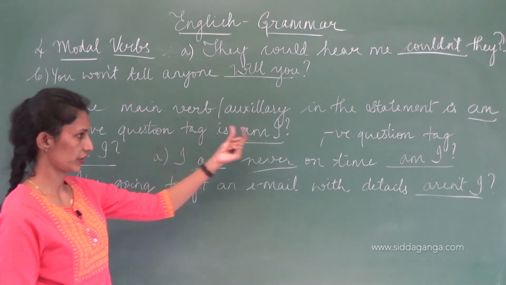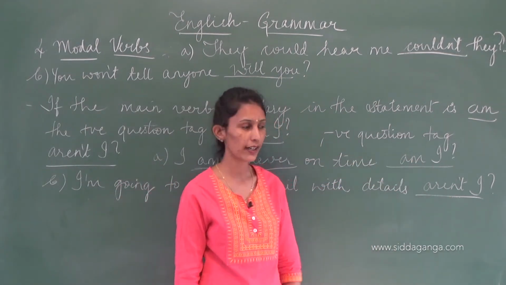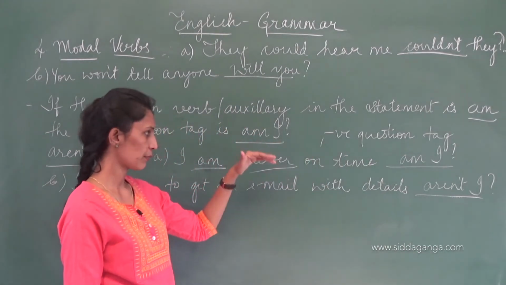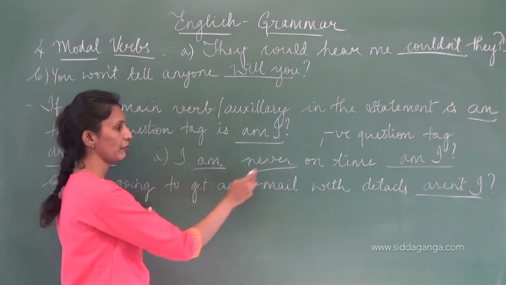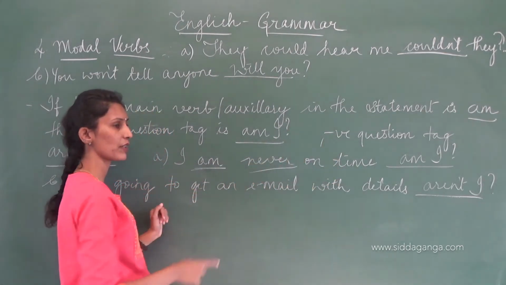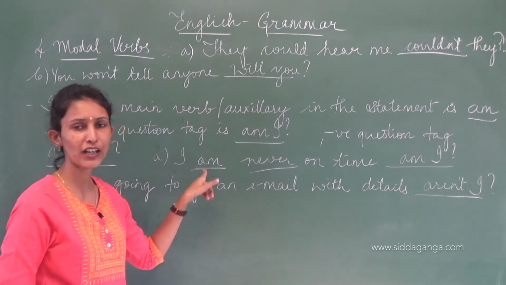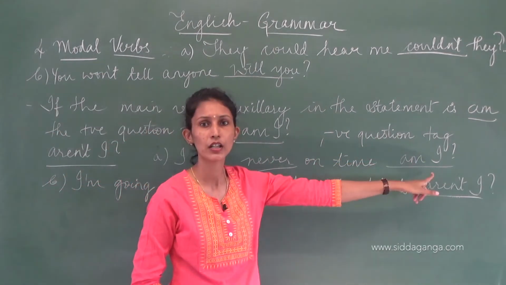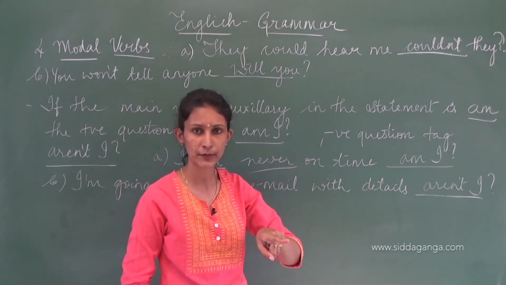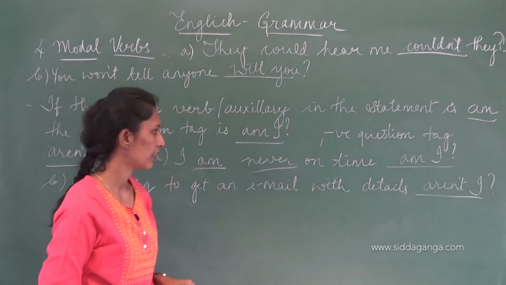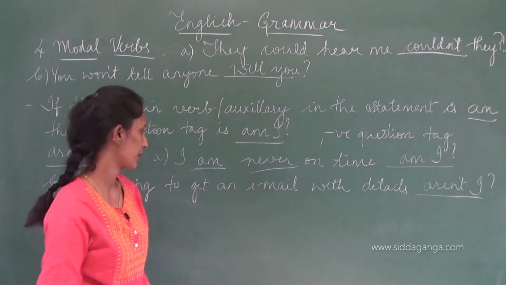See, positive question tag, am I. Negative question tag, aren't I. But keep in mind, positive statement and a negative statement. The first one I'll explain again. I am never on time is a negative statement because of the word never. But there is I am. So because of the negative statement, you have to form a positive question tag, which is, you're saying, am I? Am I on time? I am never on time.